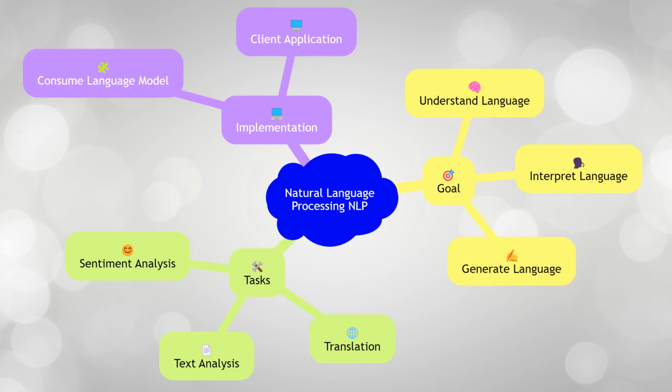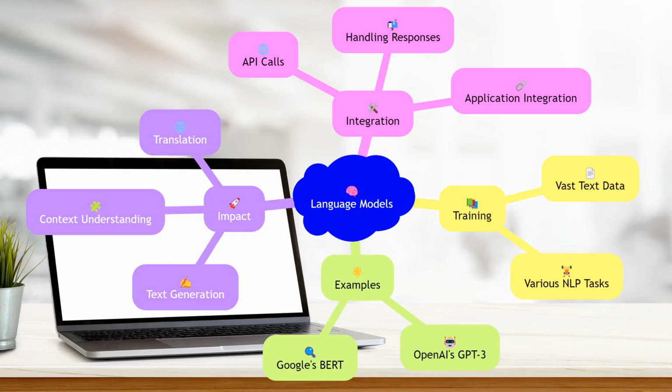In this presentation, we will delve into how to consume a language model from a client application, a crucial aspect of implementing NLP solutions. Language models are algorithms that can predict the next word in a sentence, generate text, or understand context. They are trained on vast amounts of text data and can perform various NLP tasks. Examples include OpenAI's GPT-3, Google's BERT, and others. These models have revolutionized the field by providing powerful tools for text generation, translation, and more.